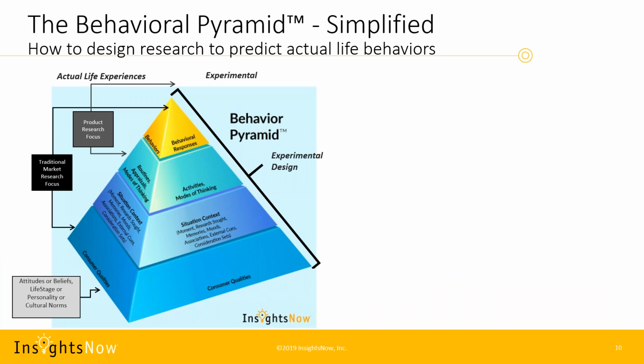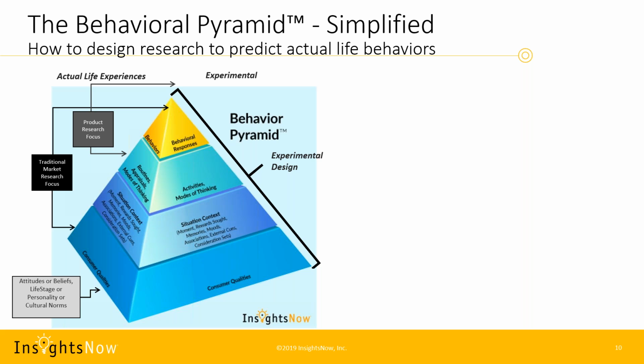The other thing that we like to talk through is our behavioral pyramid. Behavior pyramid is really looking at what are all of the influencers of behavioral responses. This diagram is a very simplified version of a much more complicated and much more deep-scienced pyramid. But what it does show is the different core layers.